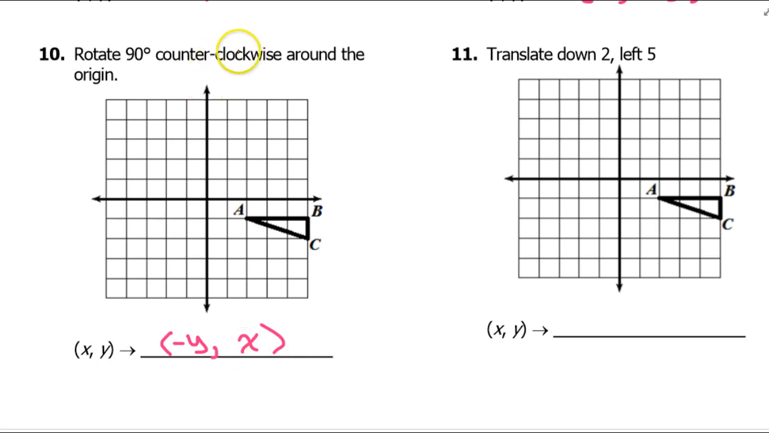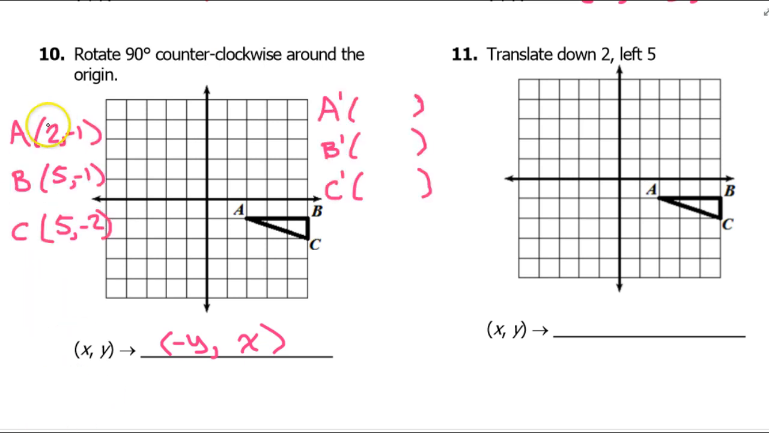Okay, so again, I'm just going to write down the coordinates of A, B, and C. All right, and there they are. And now let's figure out what the image of each point will be, A prime, B prime, C prime. Now remember, the y value is going to end up first, and it's going to change signs. So let's start with the y values. So see this -1 is going to go first and become a +1. This -1 is going to go first and become +1. This -2 is going to go first and become +2. Okay, now the x value comes second, and it does not change signs. So I will have a 2, a 5, and a 5.